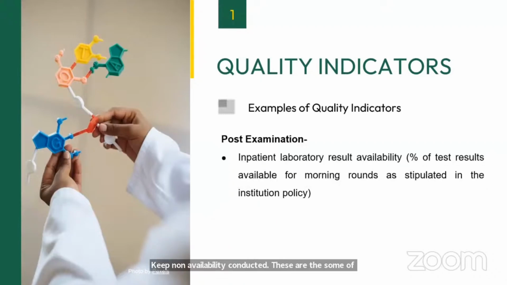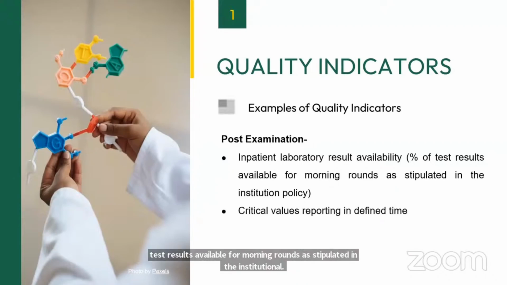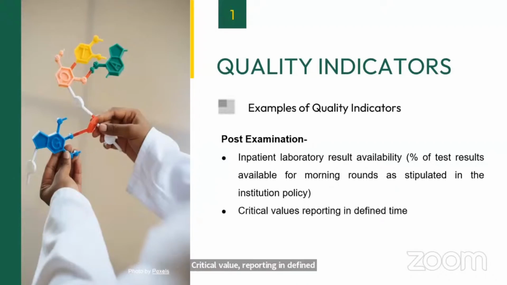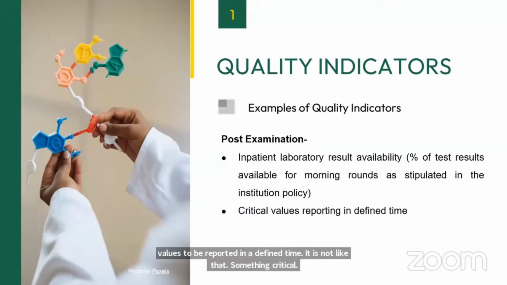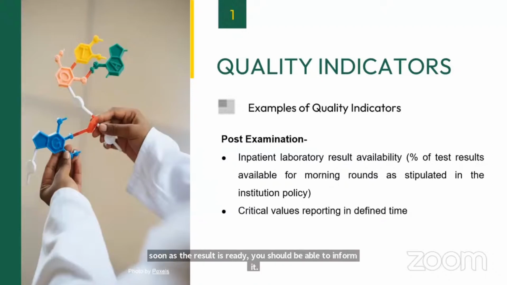In post-examination areas, inpatient laboratory results availability, that is the percent of test results available for morning rounds as stipulated in the institutional policies, and critical values to be reported in a defined time. It is not like something critical is there and you are informing it after 2 hours or after 1 hour. As soon as the result is ready, you should be able to inform it within 5 minutes or within a maximum of 10 minutes so that appropriate actions and decisions can be taken.